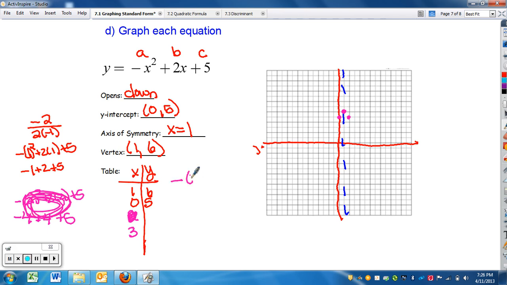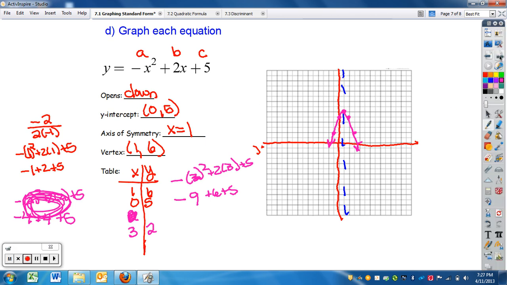So I go negative 3 squared plus 2 times 3 plus 5. Again, the negative on the outside is not included with the 3, so I go 3 squared, which is negative 9, plus 6 plus 5 gives me negative 2. Right, and there's my parabola, and it makes sense. It's opening down. It's pretty standard.